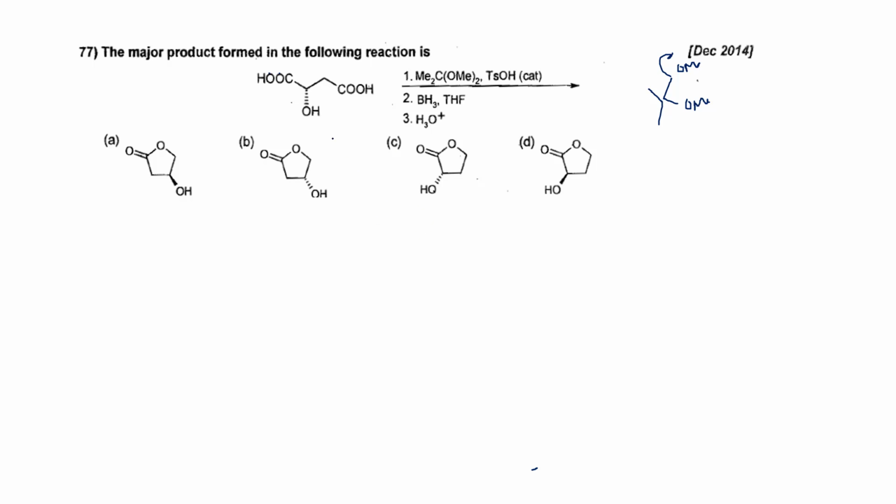What will happen? This acid group, acid OH, will attack this methyl carbon center and remove the OMe from the system, generating this as our product. After that, what will happen?